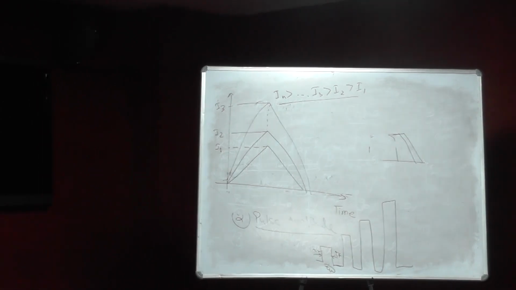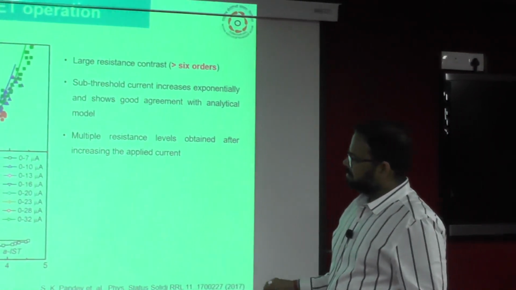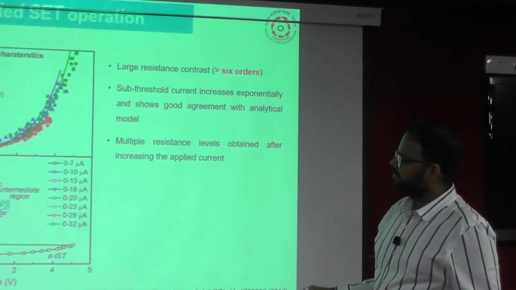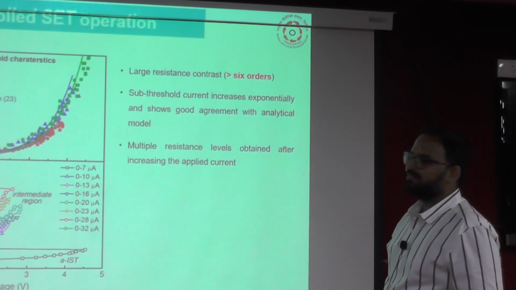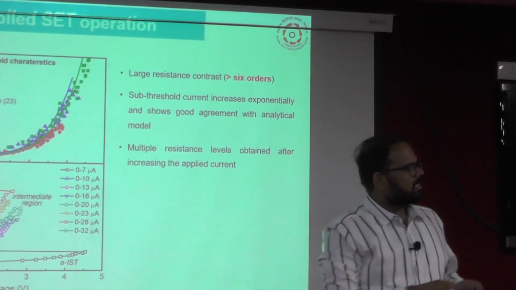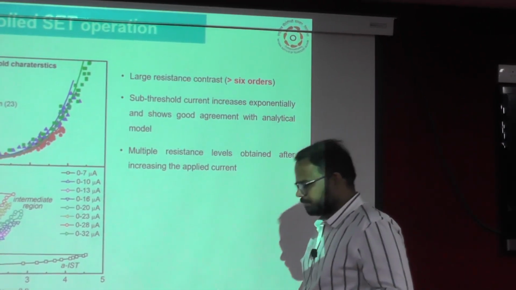As you can see here, the way we are increasing, we are getting a proper current change and voltage change by which we can identify a multi-resistance state. So this is the way by which we can see the change in the voltage inside the cell.